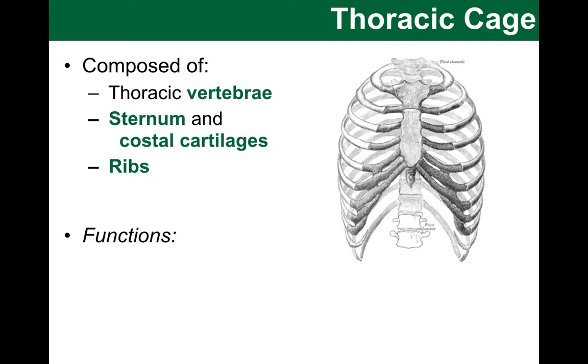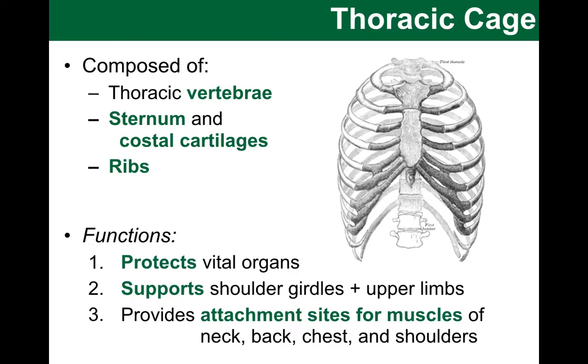Anteriorly, we have sternum, the chest bone, and costal cartilages. The latter provides an attaching structure for the ribs and sternum. And it is the ribs that form the lateral boundary of this region. In terms of the functions, the thoracic cage protects the vital organs within it. It also supports shoulder girdles and upper limbs, and finally, as we have seen before, providing attachment sites for many muscles is going to be vital. And this is why I want us to do a good job of understanding the skeleton, as much of our study of the muscles will depend on knowing these attachment sites.